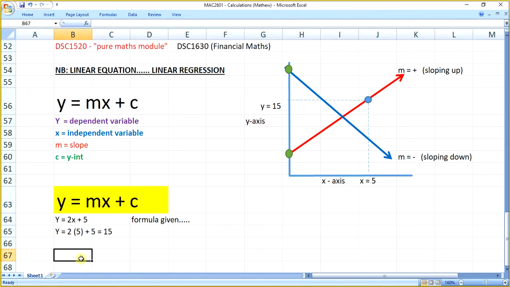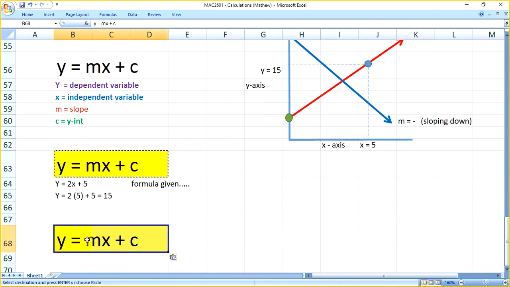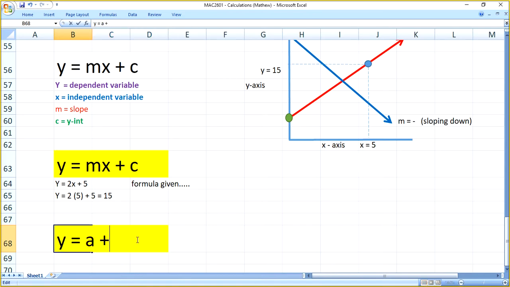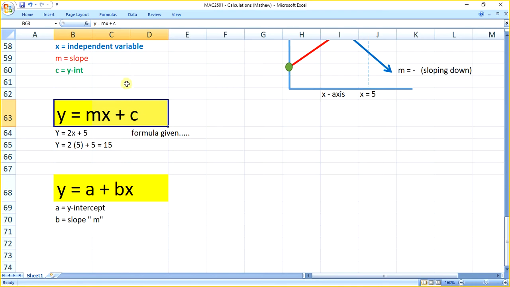Obviously the textbook gives it to you in a slightly different format. They give it to you as y equals a plus bx. So the a is representing the y-intercept, and the b is representing the slope, which is basically the m from your mx plus c. I've just given you this because at school they would have talked about that formula. That's what they give you at school. This is what they give you at university because this is looking at linear regression.